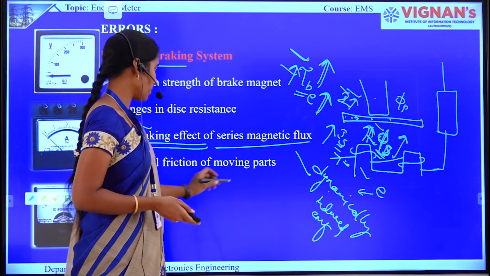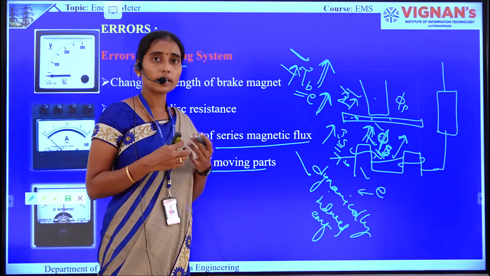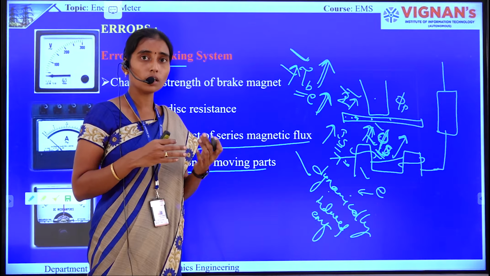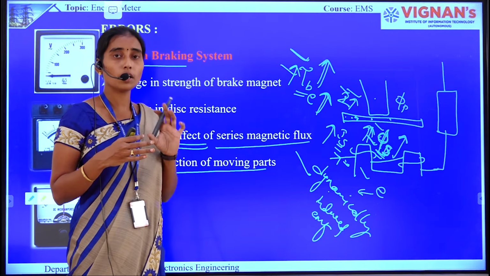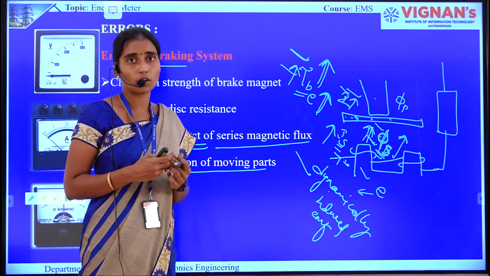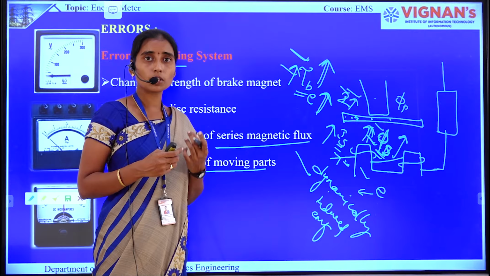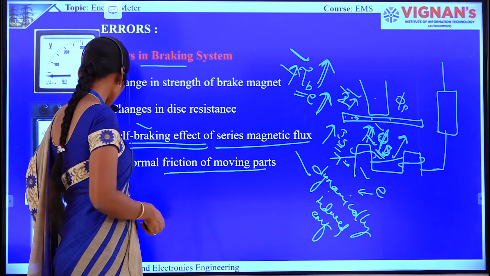And moreover, abnormal friction of moving parts. If your frictional torque is more when compared to the driving torque, even though you give the supply to your series coil, your aluminum disc won't rotate, because your frictional torque is more compared to your driving torque, which will not make your aluminum disc rotate. So that is the other error in case of your braking system.